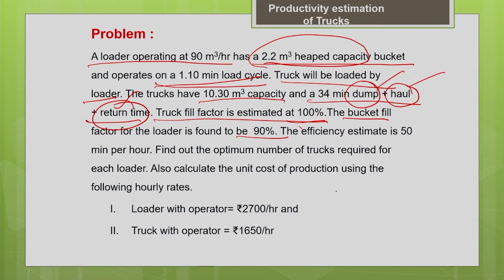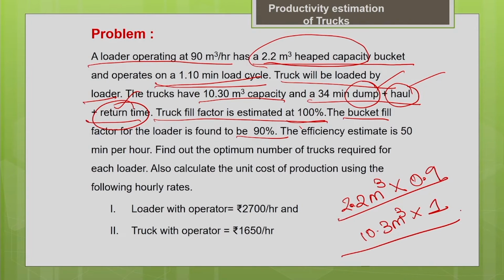Say for the loader bucket, it is 2.2 meter cube. This is the rated heaped capacity given by the manufacturer. Adjust it with the bucket fill factor 90%, 0.9. Similarly, for the truck, it is 10.3 meter cube. Here the filling factor is 1. That's it. So you have to get the realistic estimate of the load volume by adjusting the rated heaped volume with the bucket fill factor or the truck fill factors accordingly.